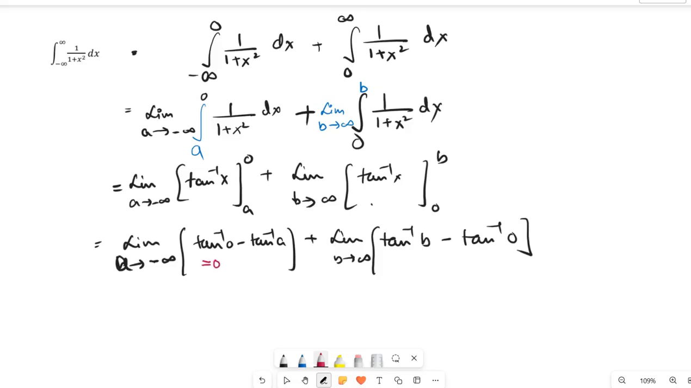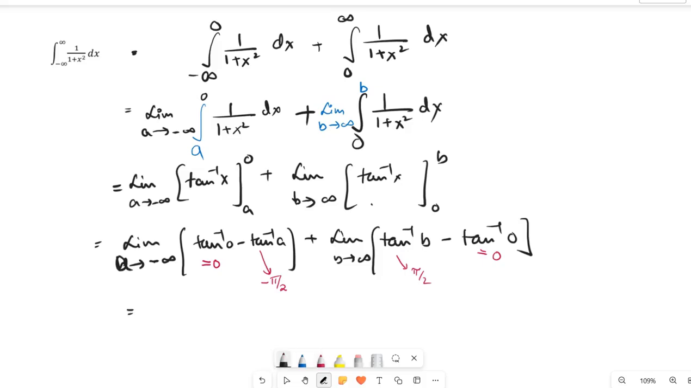Tangent inverse of 0 is 0. We know that from trig. Tangent inverse of 0 is 0. That's given. As a is approaching negative infinity, tangent inverse approaches negative pi by 2. You can look up the graph of tangent inverse for that. Similarly, when b approaches infinity, tangent inverse of b is pi by 2.